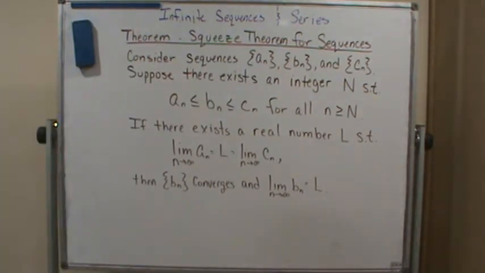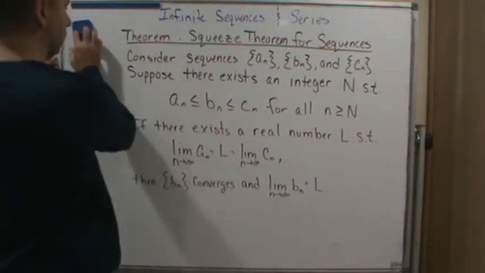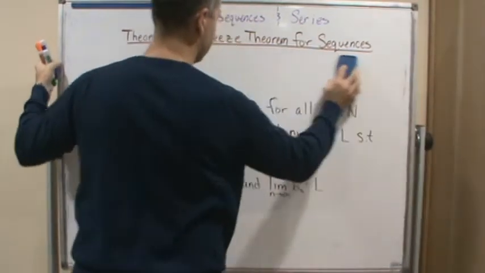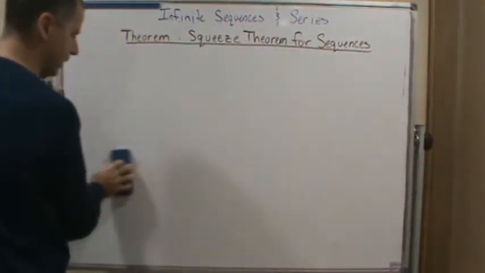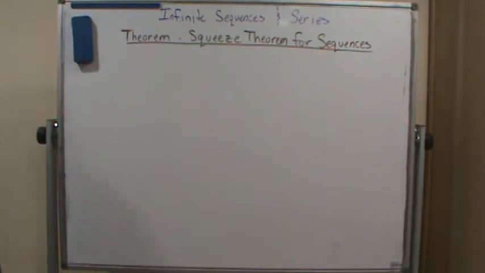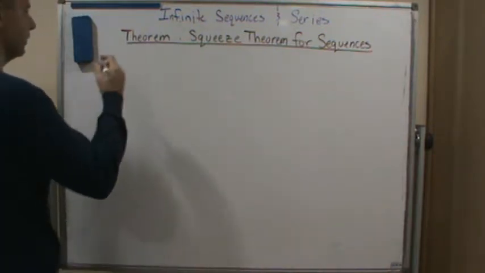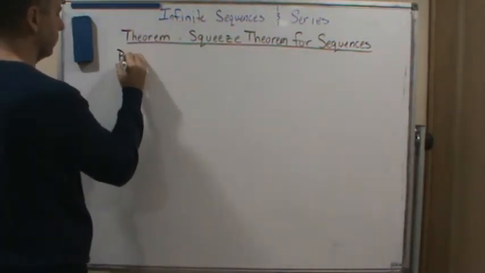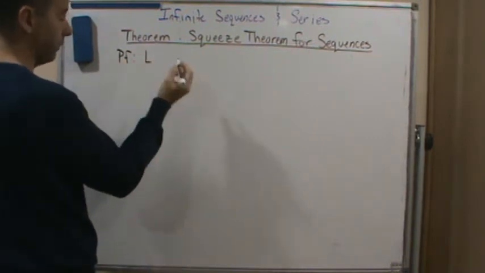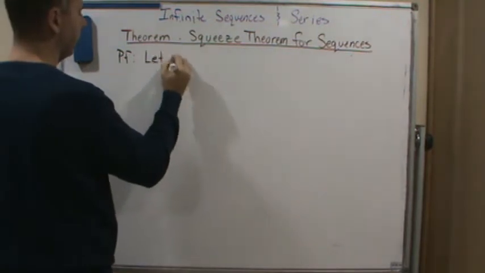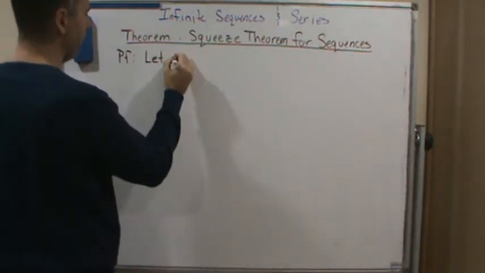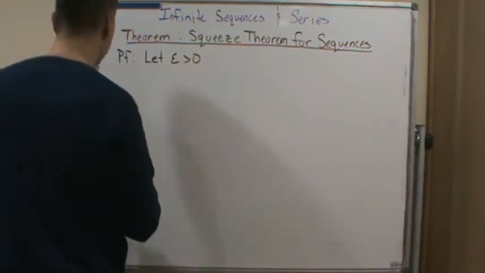So, proof. Let's prove it. First of all, the assumption is that we have these three sequences. So we start by choosing an epsilon. Let epsilon be greater than 0.